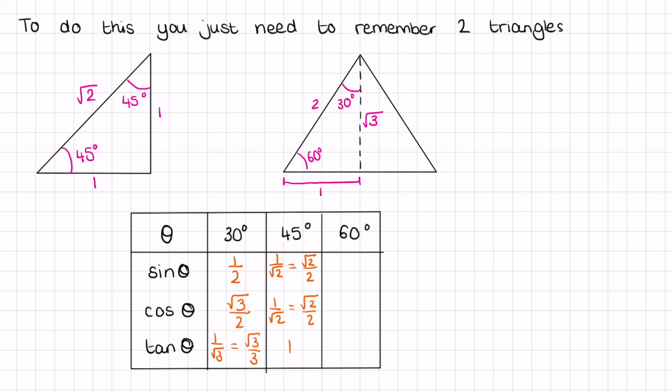Then 60 degrees, go to the triangle with 60 degrees in it and do the same thing. So sine from 60 would be opposite over hypotenuse, so root 3 on 2. Cos, adjacent over hypotenuse, so 1 on 2, and tan opposite over adjacent, which would just be root 3 on 1, so just root 3.